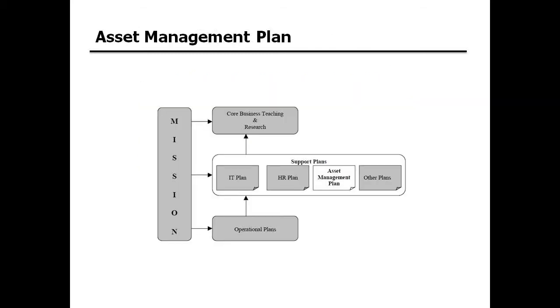So if we consider the strategic asset management plan and look at where it fits in overall in the business, you can see in this diagram here, in the asset management plan, it's all the support plans, the information technology plan, the human resource plan, and there's other plans as well that make up the support plans that allow the business to achieve its objectives, along with the operational plans, which support the business model, whether it be a large retail outlet, shopping centre, or large office building, different types of tenancies, different types of functions, that type of thing.